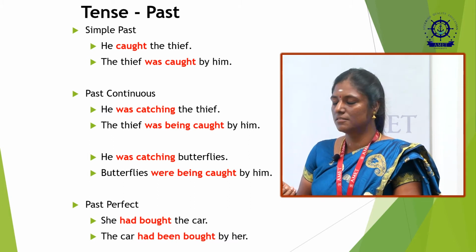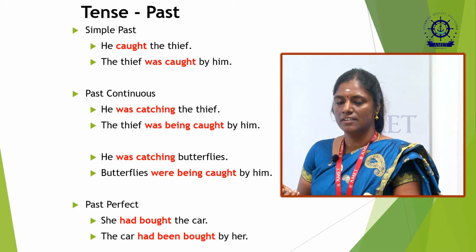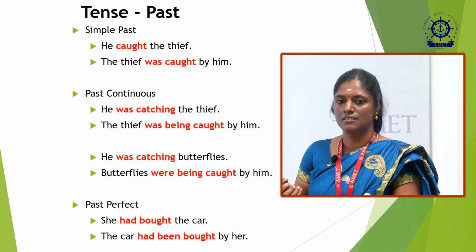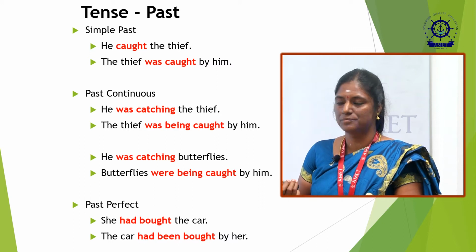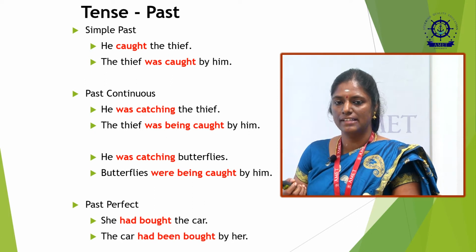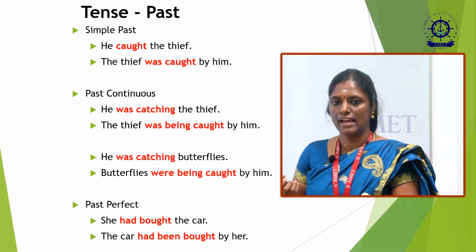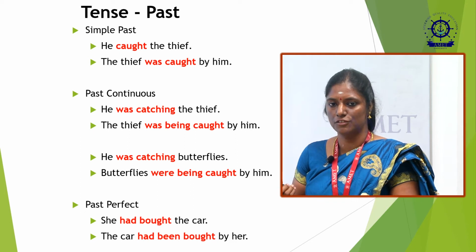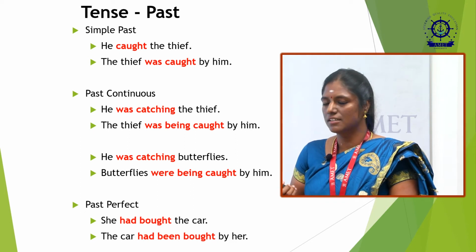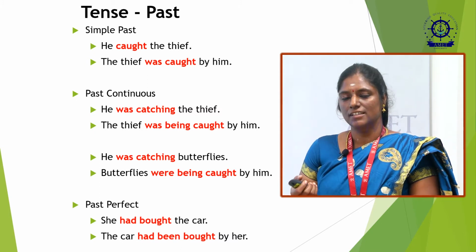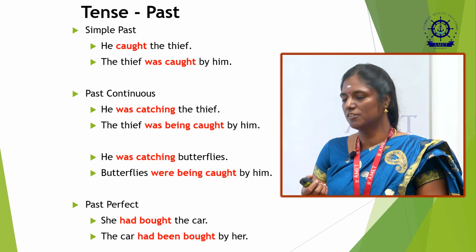Let's move on to past perfect. In present tense we have 2 verbs like has and have. Has for singular, that is he, she and it, and for plural we are using have. But in past tense it's only one thing we have to follow, that is had. She had bought the car. The car had been bought by her.